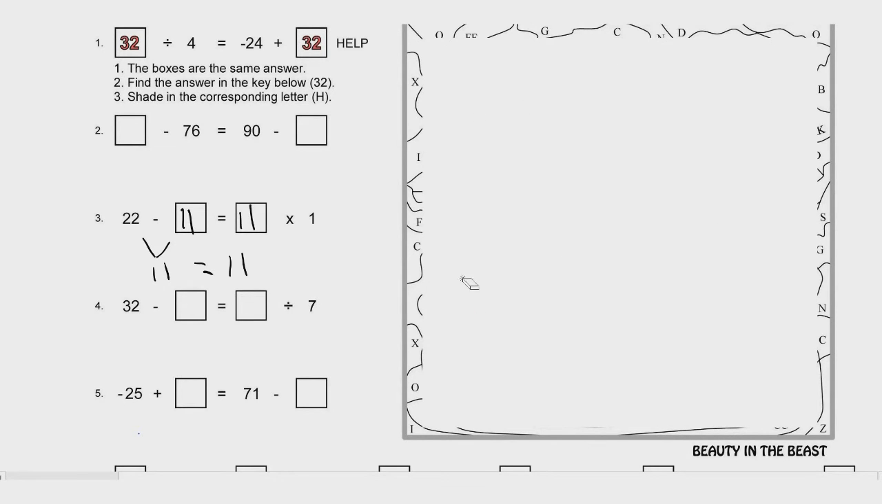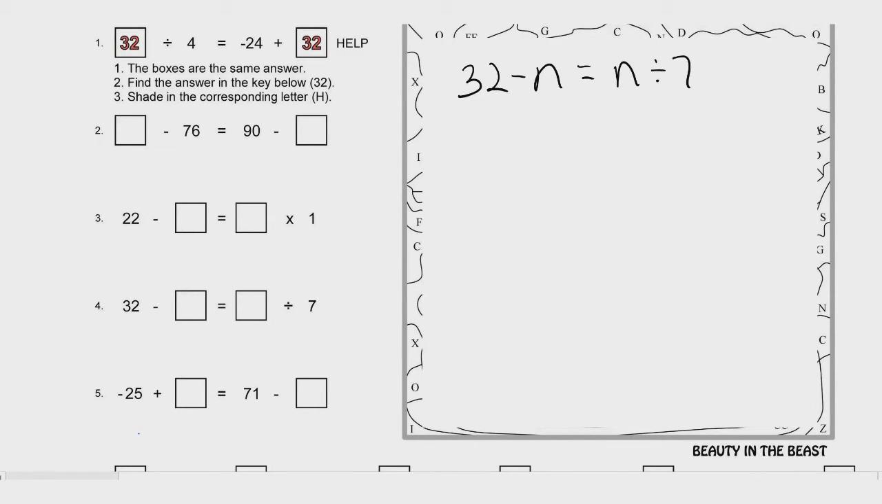Number 4 is 32 minus an empty box, and I'm just going to change it to an n, a variable, equals an empty box. I'm just going to change it to an n divided by 7. So we have 32 minus n equals n divided by 7. And this is when two-step equations get a little difficult, because you're thinking to yourself, wait a second, no one is happy. Who do I move? And it's very confusing, because you got this divided by 7 over here, and you got a subtraction.